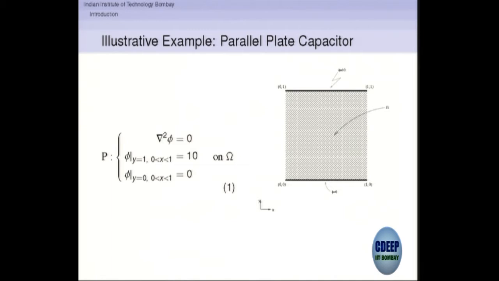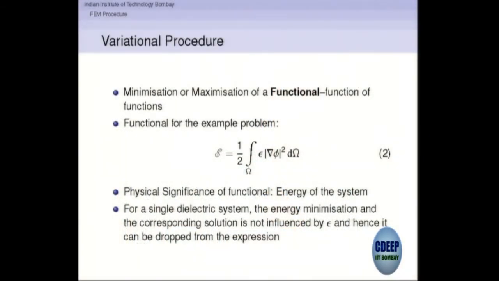So here, there are no volume charges within the capacitor plates, right. So the rho term in Poisson's equation is 0, and that is why your governing equation now is del square phi equal to 0, which is the Laplace equation, right. The whole problem is subjected to two boundary conditions. One is that the top plate is at, say, 10 volts and the bottom plate is at 0 volts, right. So let us see how we can solve this problem.